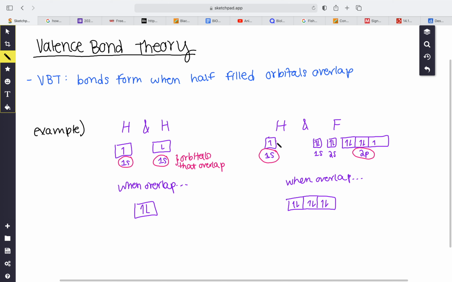Hydrogen, again, has that same orbital notation where the half-filled orbital is 1s, and then here we have a half-filled orbital in 2p for fluorine after we did the orbital notation, which would be right here. Those are the two that are going to overlap. When they overlap, those two are just going to come together, right? So the orbitals that overlap are going to be the 1s and the 2p. That's really all you have to know for valence bond theory.